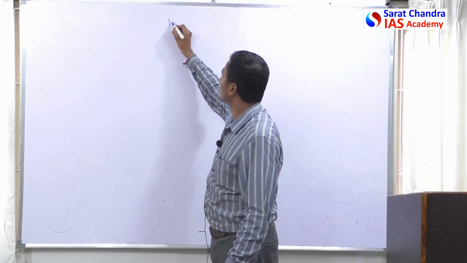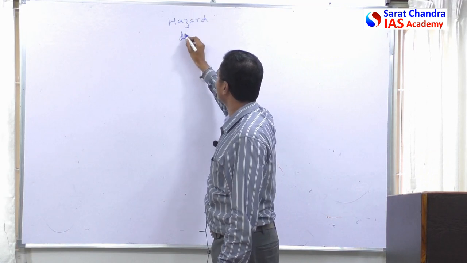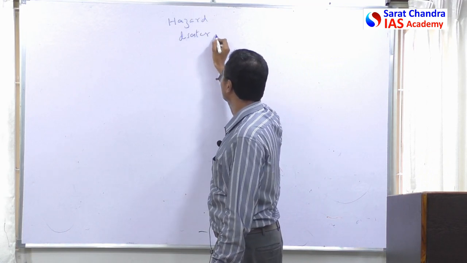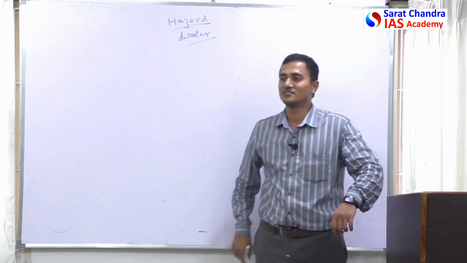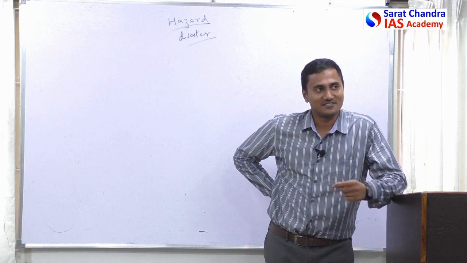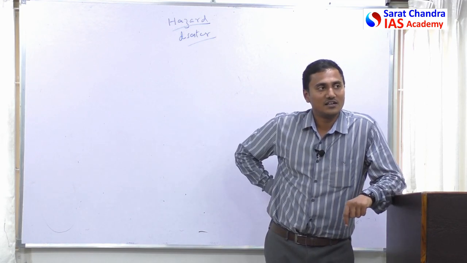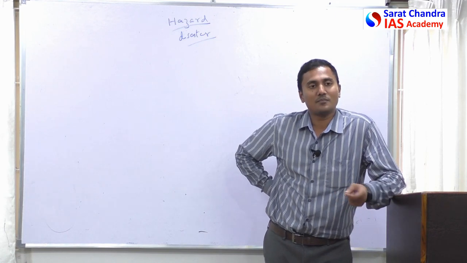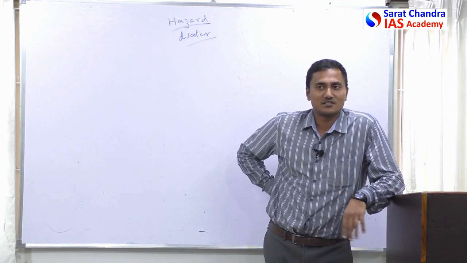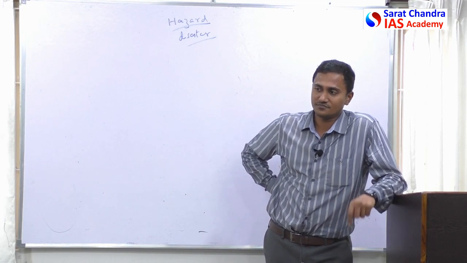Hazard, disaster. Hazard means? Hazard means any situation that is a threat. That means it may occur, may not occur. It's a threat to not only life, property, environment, anything.